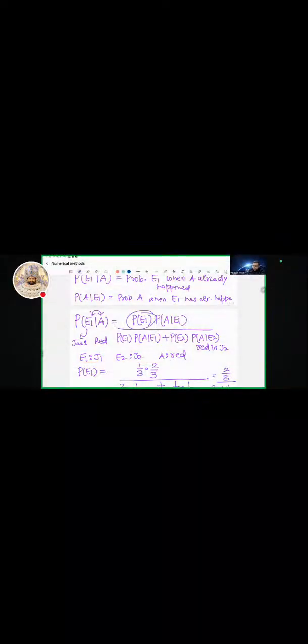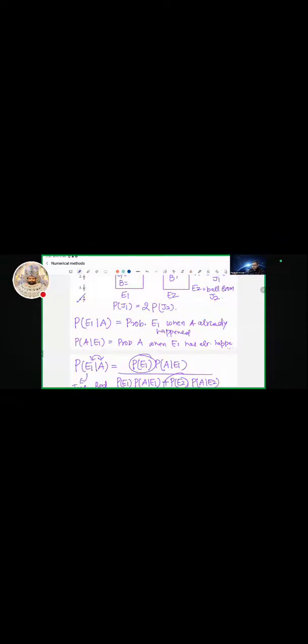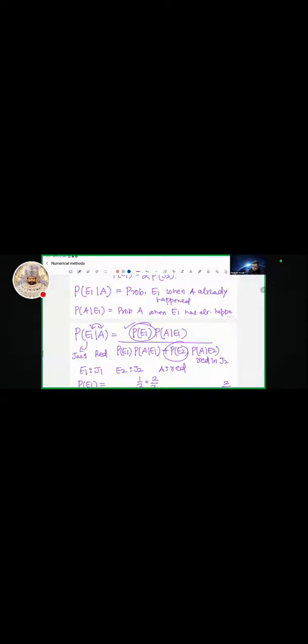Then we calculate the probability of E1 and the probability of E2. Probability of E1 means the probability of getting jar 1, and probability of E2 the probability of getting jar 2. Both are not equal because they have said that the probability of choosing jar 1 is twice the probability of choosing jar 2. It means the probability of jar 1 is 2 by 3 and the probability of jar 2 is 1 by 3. You can see this probability is double this. So P(E1) is 2 by 3, that is why you see 2 by 3 here. And P(E2) is 1 by 3, that is why you see 1 by 3 here.